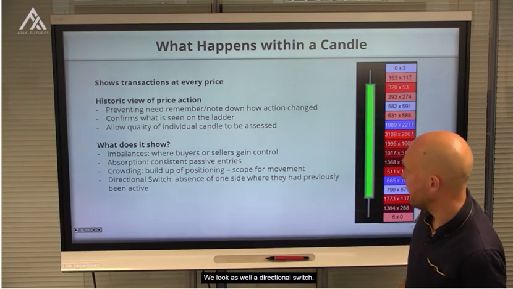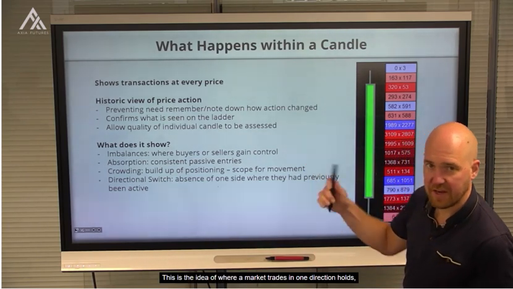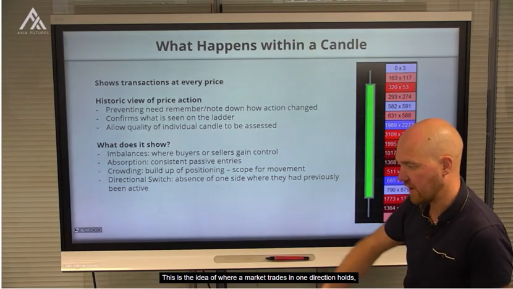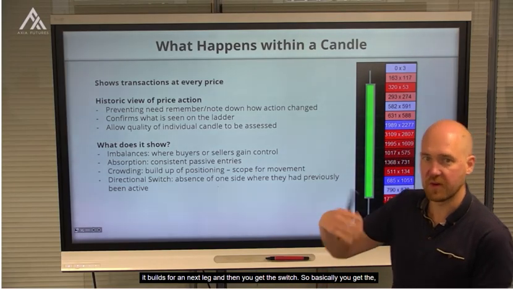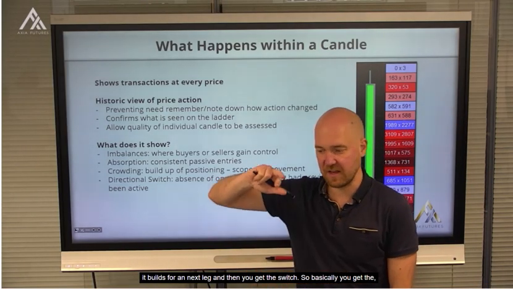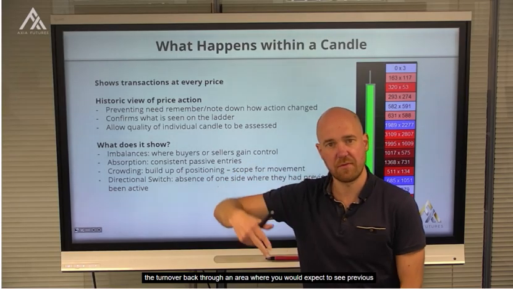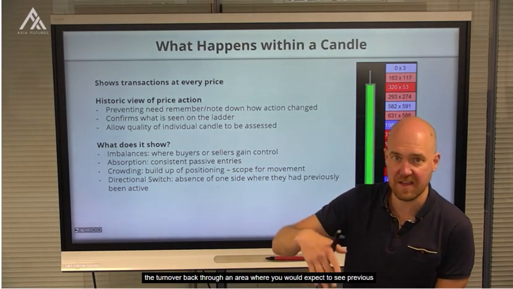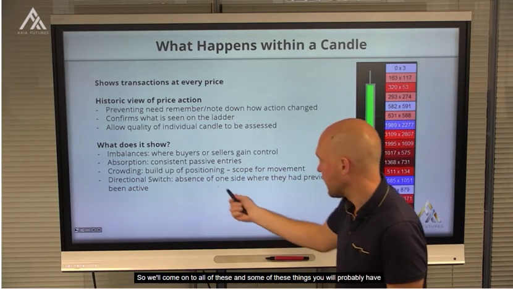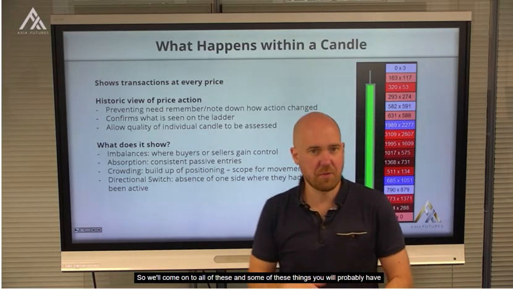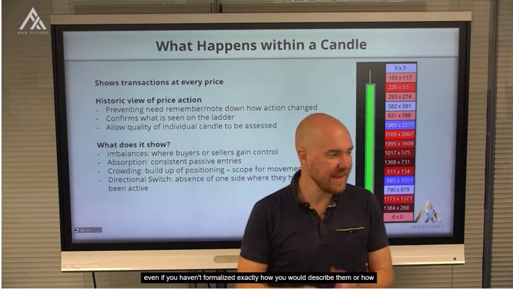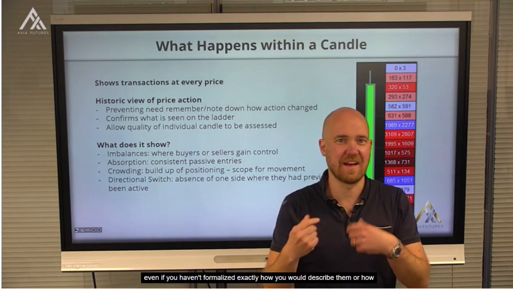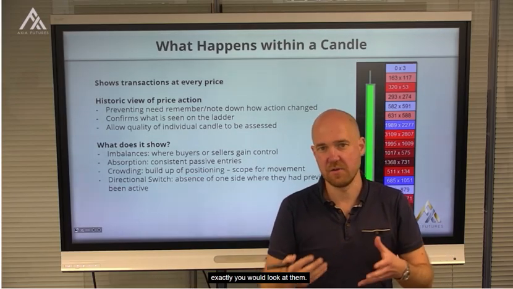We'll look as well at directional switch. This is the idea of where a market trades in one direction, holds, builds for a next leg, and then you get the switch. So basically, you get the turnover back through an area where you would expect to see previous action. So we'll come on to all of these, and some of these things you will probably have seen already, even if you haven't formalized exactly how you would describe them or how exactly you would look at them.